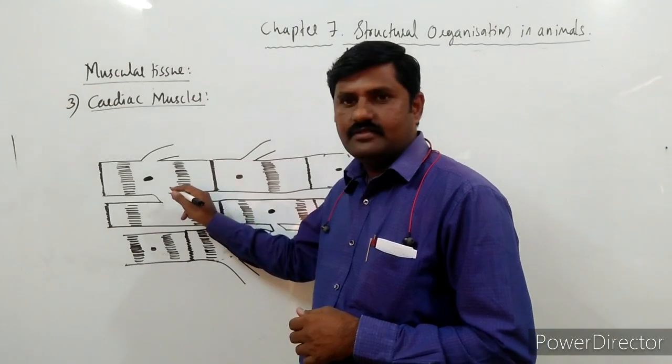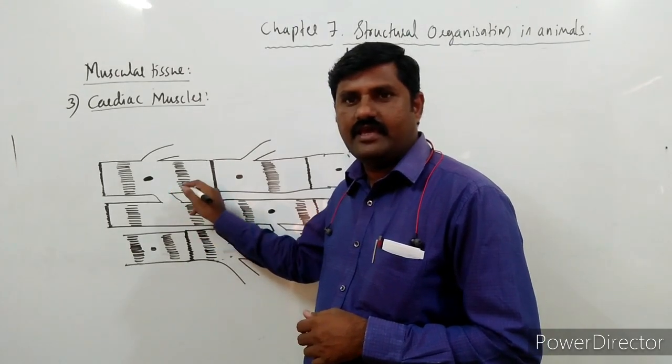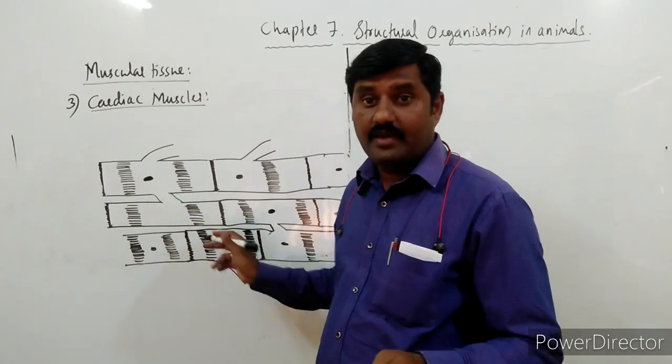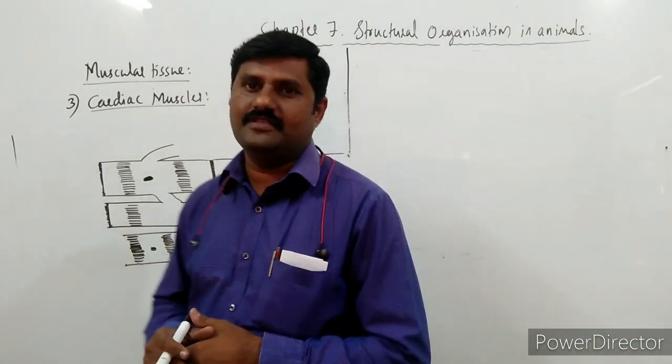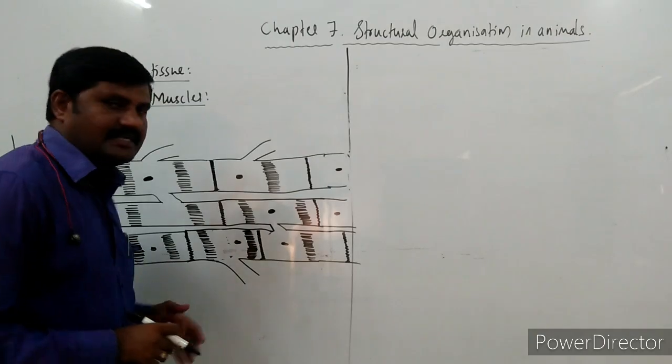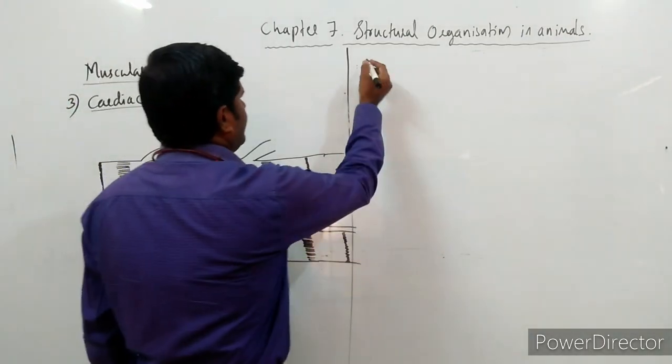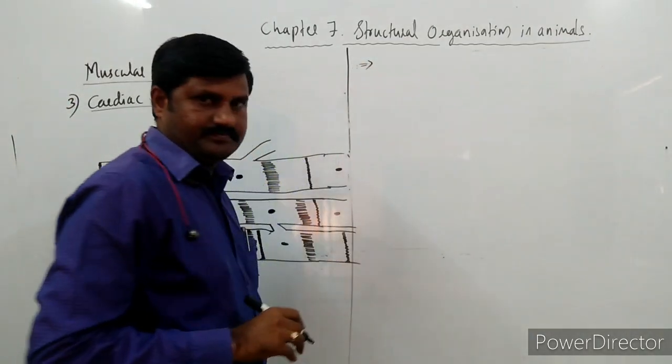They make branches and attach to the neighboring muscle fibers. Right? This is the unique feature of these muscle fibers. So let's start the characteristic features of cardiac muscles one by one.